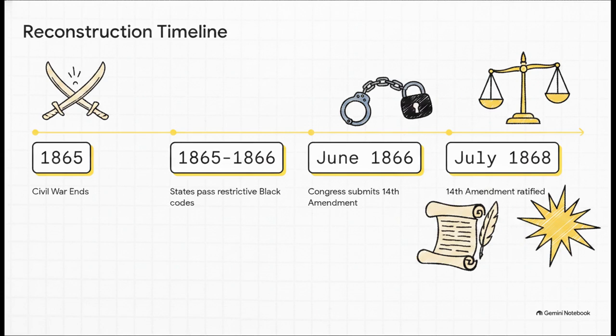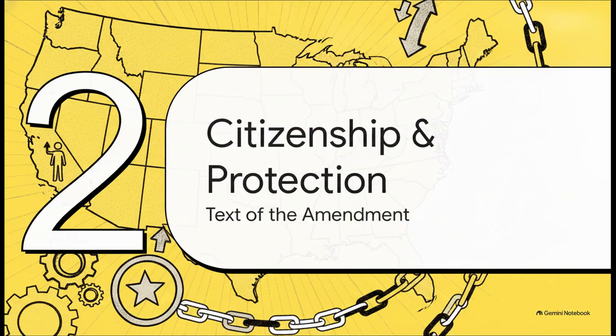Crazy, right? Well, Congress, specifically the radical Republicans at the time, realized that just abolishing slavery wasn't going to cut it. They had to force the states to guarantee equal civil and legal rights. So by June of 1866, they submitted the 14th Amendment to do exactly that, and it was fully ratified by July 1868.